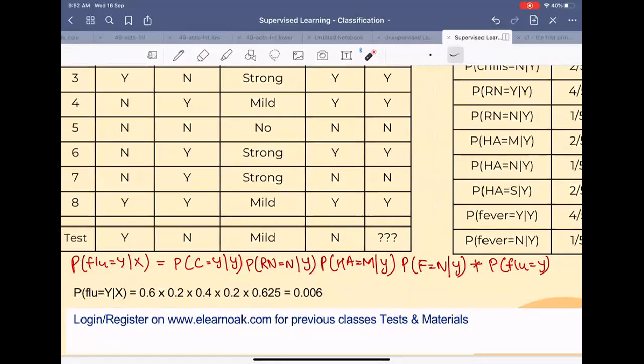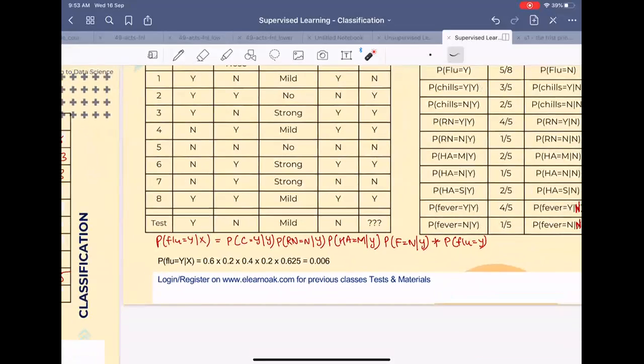The probability that I have flu given this data is the probability of chills being yes, okay, this column is for chills, chills being yes and flu as yes, runny nose being no and flu as yes, headache being mild and flu as yes, fever being no and flu as yes. So multiply all of these conditional probabilities together with the prior probability of flu as being yes, and we'll get our answer. So now we have our table.